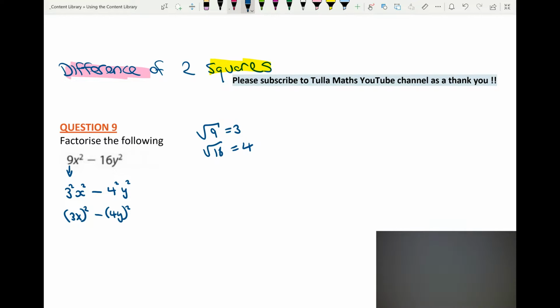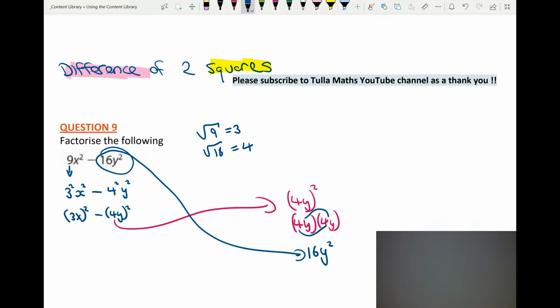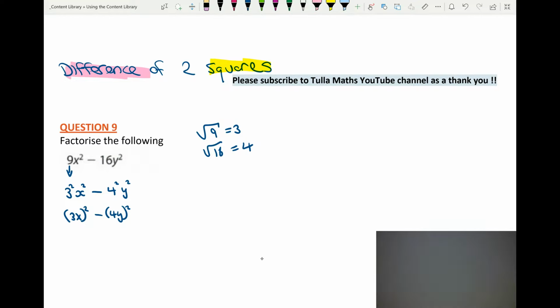The reason that holds is, let me show you. If I had 4y all to be squared, remember what squared means. It means by itself. So that's 4y multiplied by 4y. And if I asked you to multiply that, you would go 4 by 4 and get 16, y by y and get y squared. So that's why this bit is that. So when I change 16y squared, I get 4y inside a bracket, and it's all to be squared. So hopefully that makes a bit of sense.